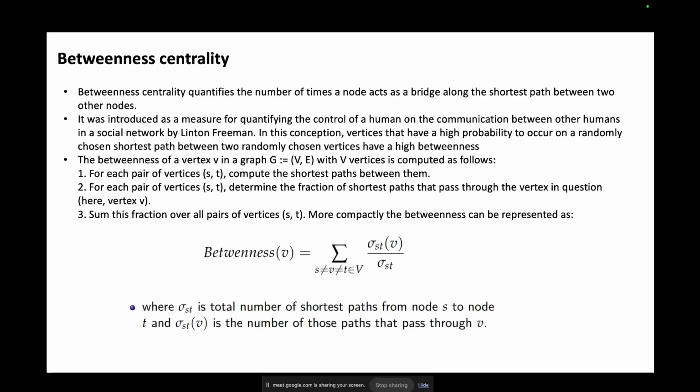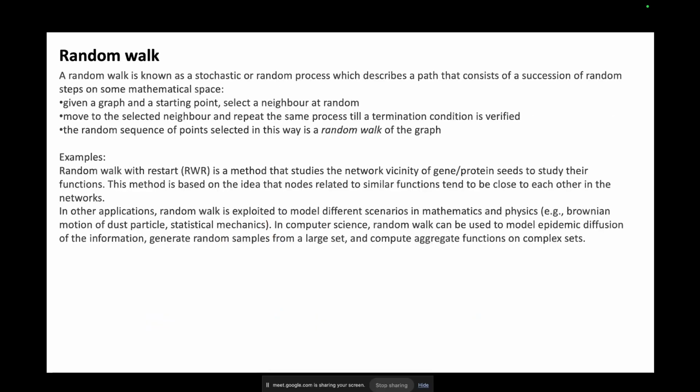The lower the betweenness centrality, the more it means you can bypass that node to go from s to t in most cases. So that is what betweenness centrality means.